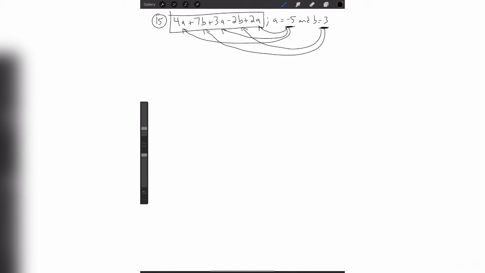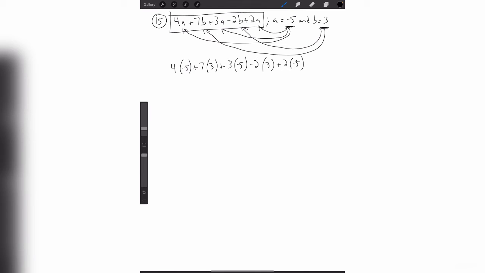So what this is going to look like, if I write the step out, 4 times a, well, you said a was -5, okay? 7 times b, you said b was 3, plus, let's see, 3 times -5, minus 2 times, what was b? b was 3, plus 2 times -5.